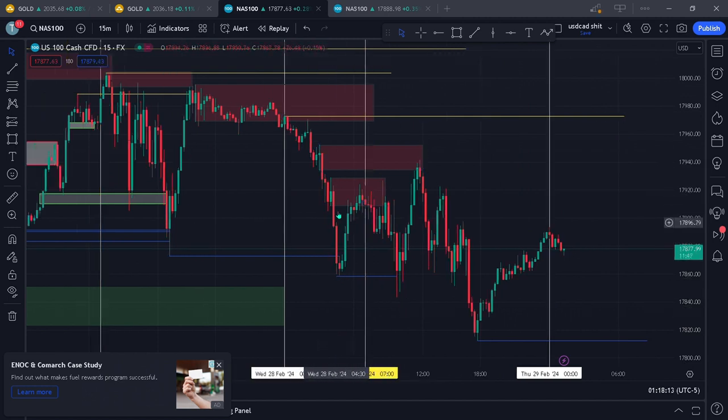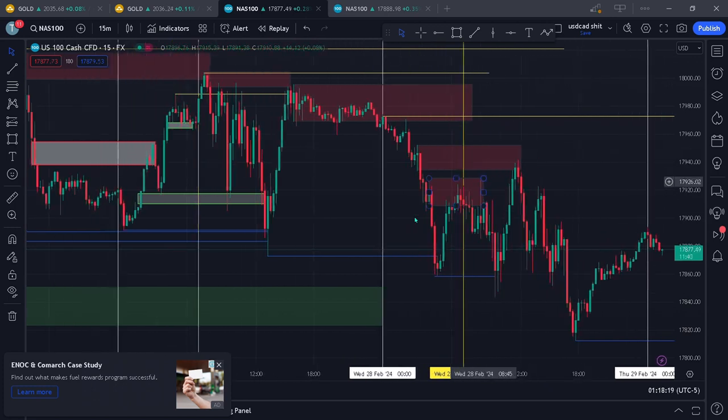And then you also want to highlight any fair value gaps or breakers that stick out to you that haven't been reclaimed in any way. Why? It's about to make sense.